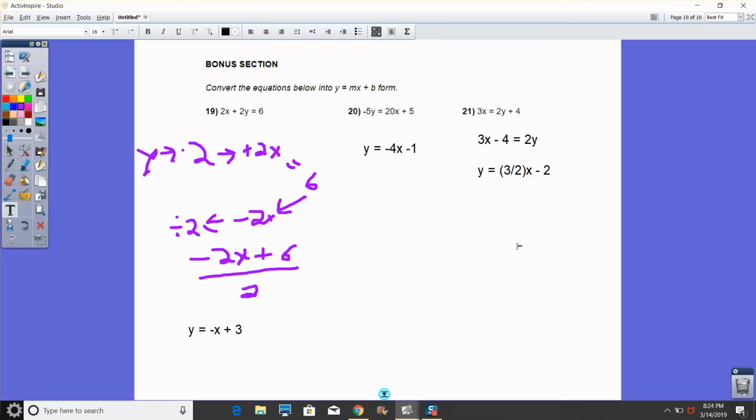So that's a couple of quick bonus questions. And again, the idea here is to get the y by itself. You can try flowcharting it. It is bonus, so just make sure that you don't lose too much sleep over this section. If this section is still confusing, there will be plenty of opportunities to get it to look normal.